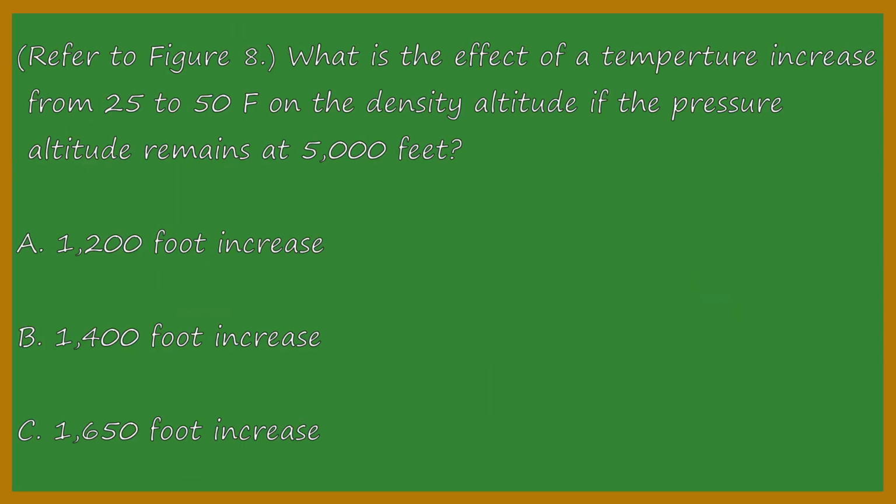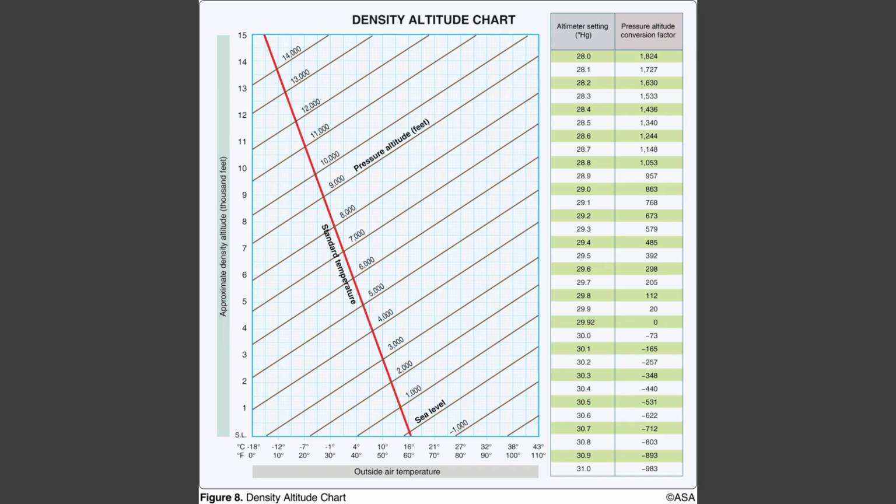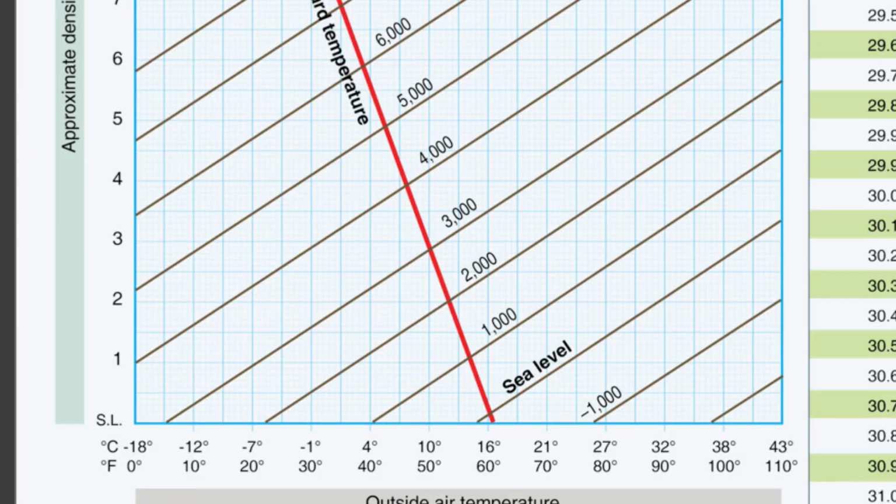Now let's walk through a density altitude calculation. In this question, we are finding the effect of a temperature increase on the density altitude from 25 degrees Fahrenheit to 50 degrees Fahrenheit with a pressure altitude of 5,000 feet. First, let's pull up Figure 8. You'll notice on the titles we have density altitude, outside air temperature, and then in the middle of the chart we have pressure altitude. Now let's start by finding the density altitude for 25 degrees Fahrenheit.